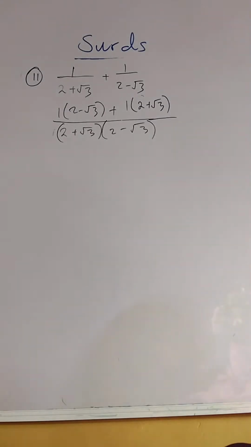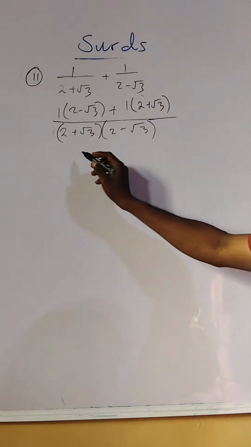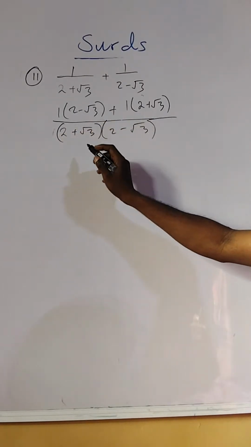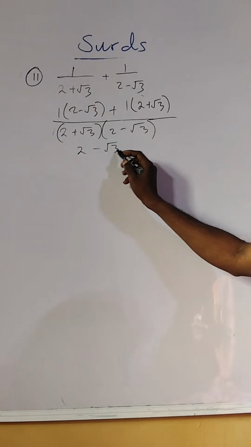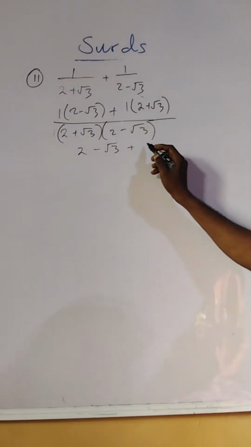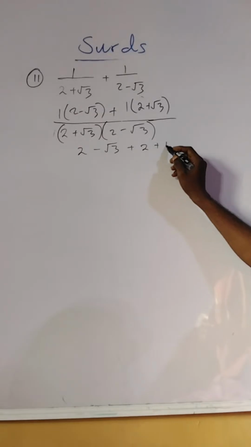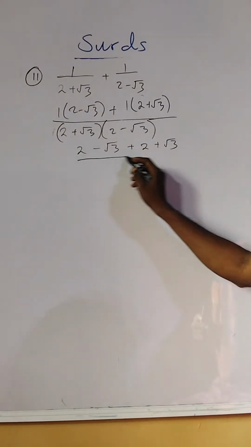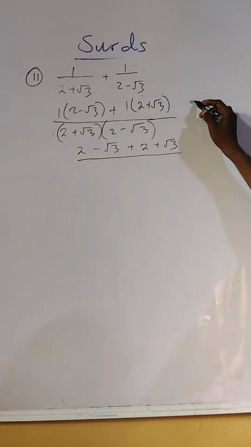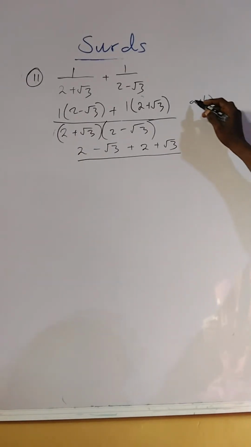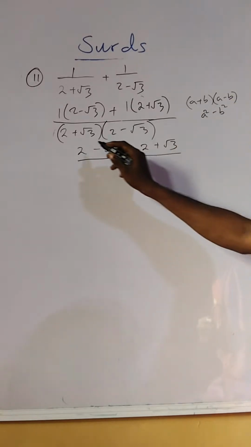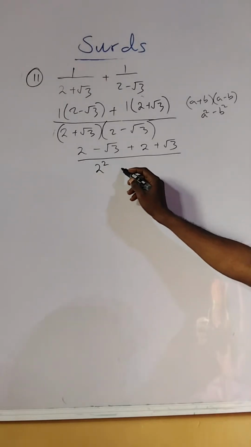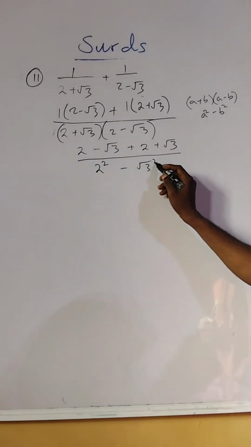Okay, so from here we can expand. 1 opens what we have up here. This will give us 2 minus root 3, then plus 2 plus root 3, divided by the expansion here also, when we have a plus b into brackets, open brackets, a minus b. This is a square minus b square. So here we have 2 square minus root 3 square.